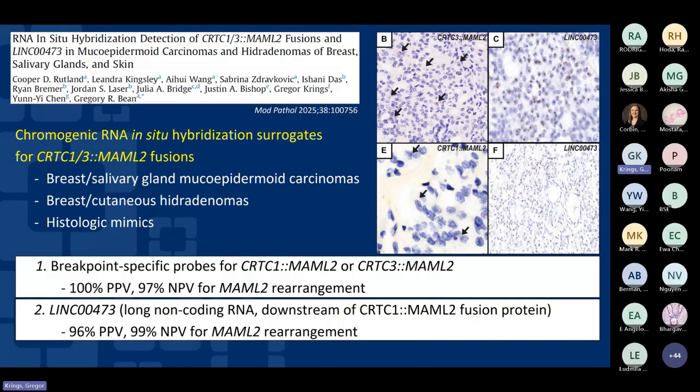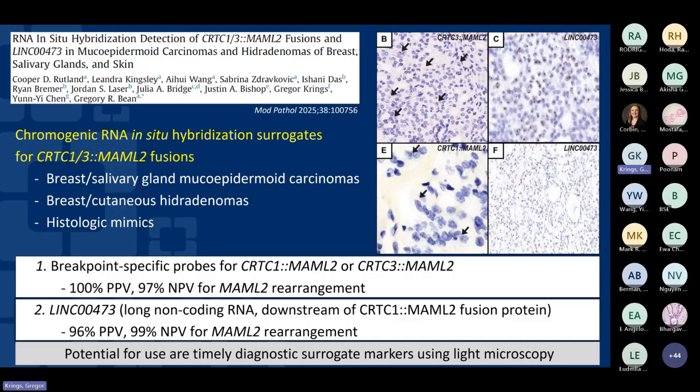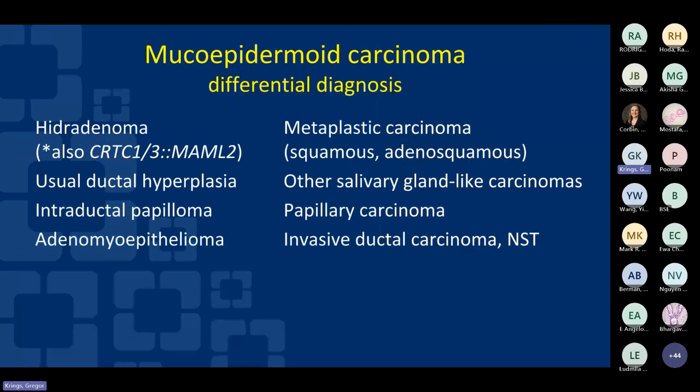And similarly, they also looked at a long non-coding RNA, LINC00473, which is known to be downstream of the CRTC1-MAML2 fusion protein, and found that the expression of this long non-coding RNA was also highly sensitive and specific for this rearrangement. And so I think this is a very nice study. It highlights the potential use of these markers as very timely diagnostic surrogates to look at these gene fusions as diagnostic aids using light microscopy and not requiring other molecular tools.